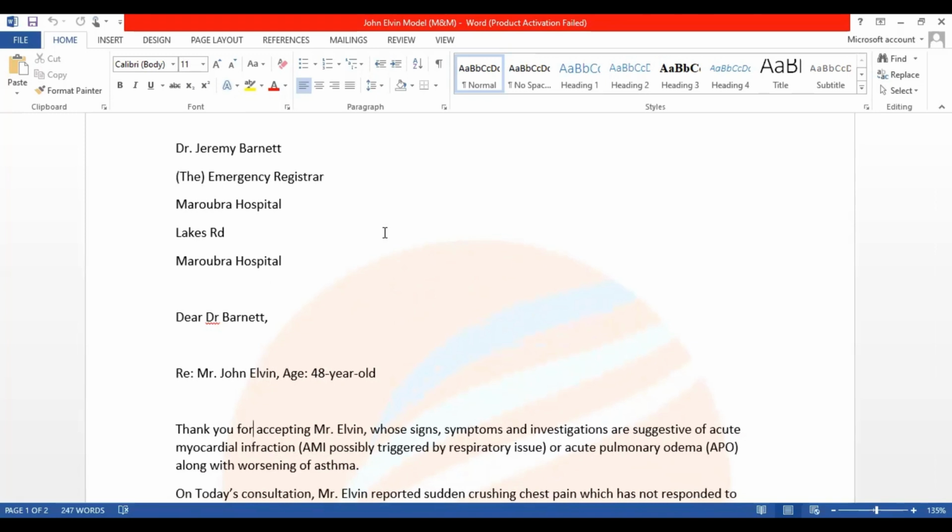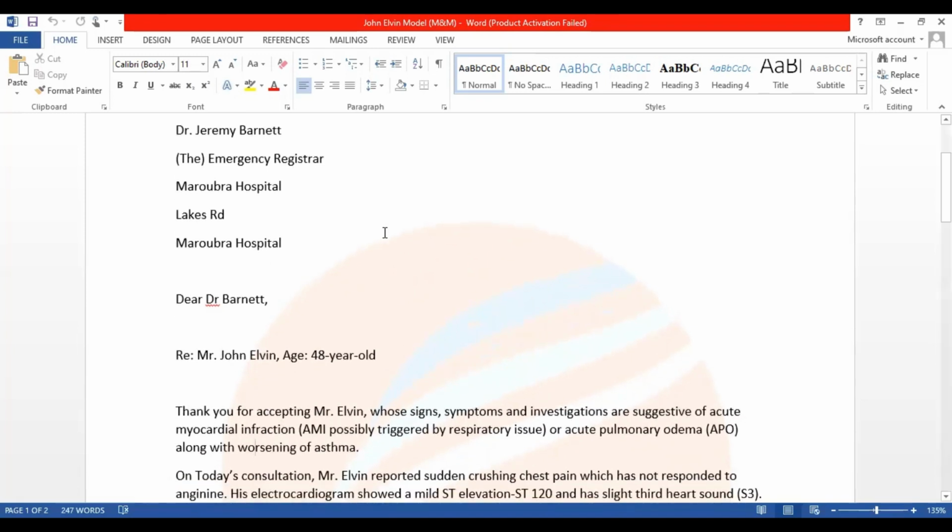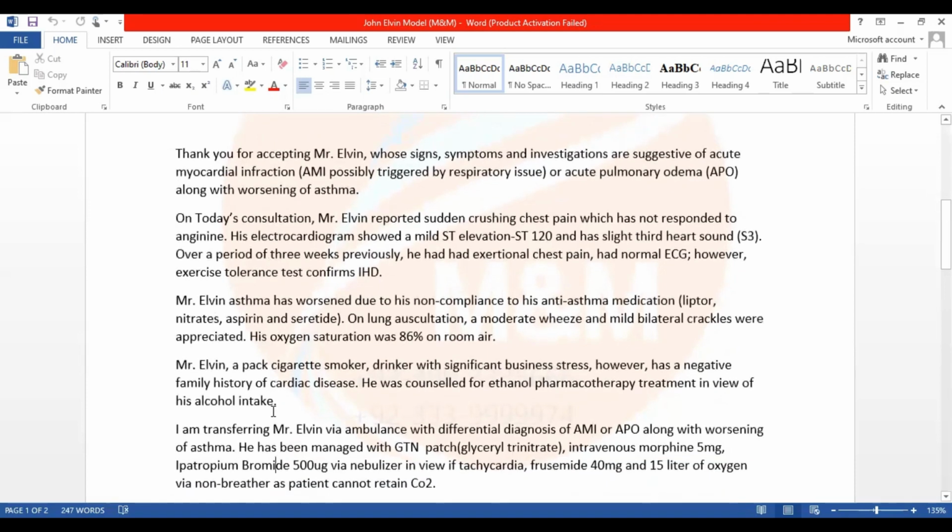Whose signs, symptoms, and investigations are suggestive of acute MI or acute pulmonary edema along with worsening of asthma. So this could be an appropriate introduction, and we can even just write the symptoms in the introduction. So we can write: I'm writing to refer Mr. X, who presented with acute chest pain and worsening of asthma, for definitive diagnosis and further management. Anyhow, that is followed by, let's say, today's consultation.